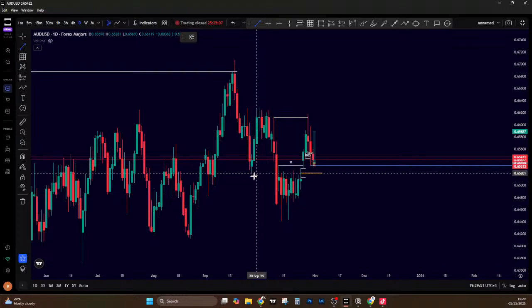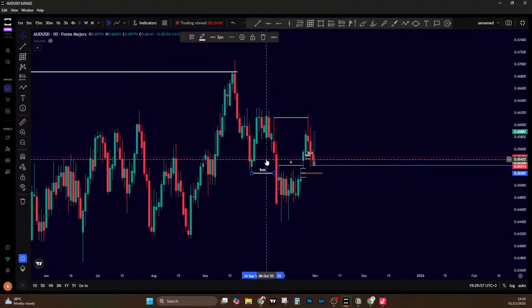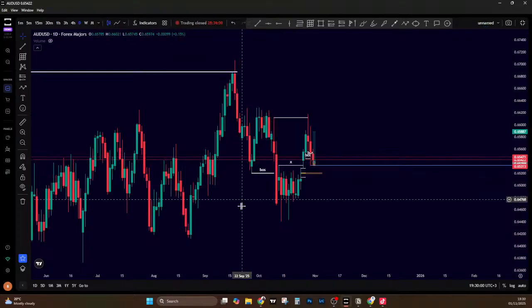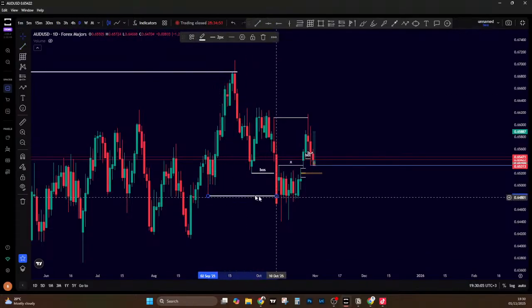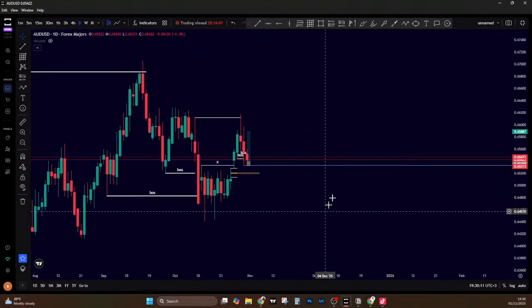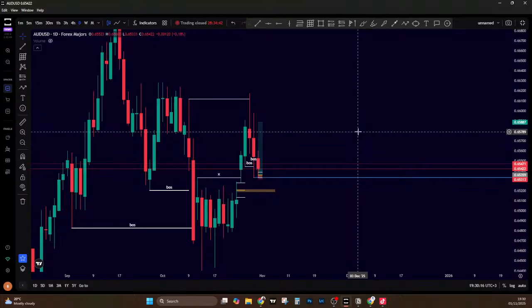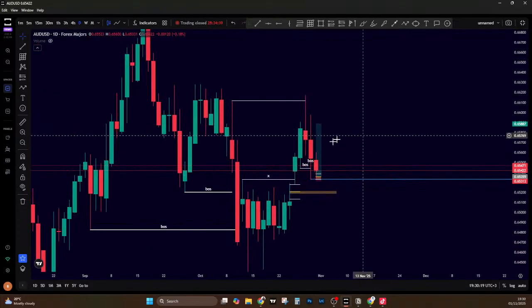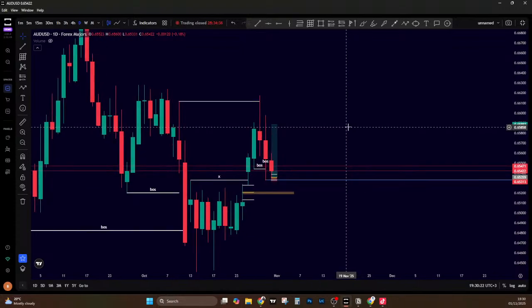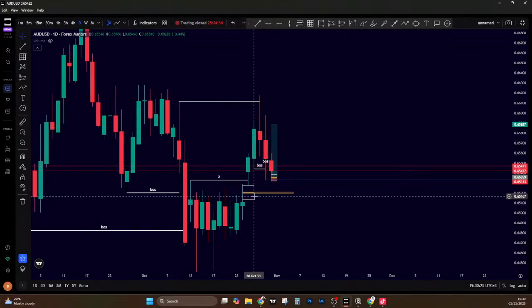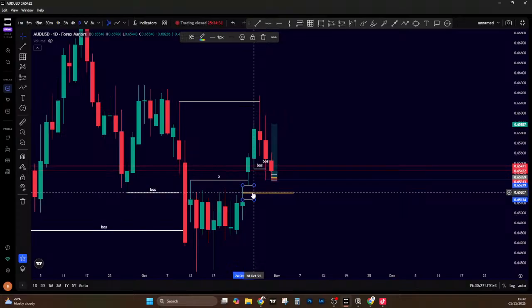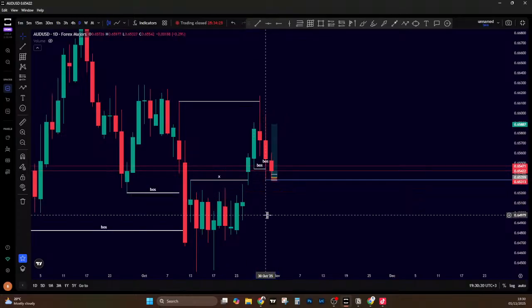That is what I had not seen. My God, dear man. So we have a change of character here, a BOS, and we have another one here. We have another BOS here. So what are we looking at? We are looking for opportunities to sell this market. What I was doing was very crazy because I was looking for buys. So I had not seen what is happening here.